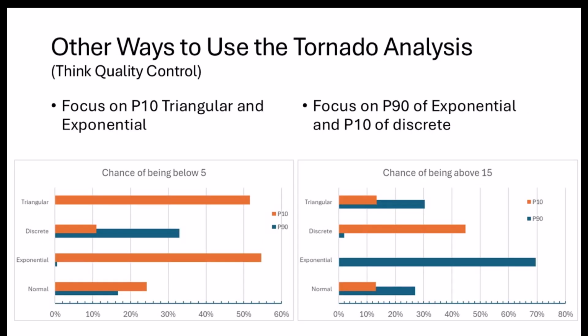With the method I'm using to conduct the Monte Carlo, we can calculate other statistics, such as the chance of the value measure being below 5 or above 15. And what we find is that the chance of being below 5 is focused on the triangular and the exponential, whereas above 15, it's around exponential and the discrete.